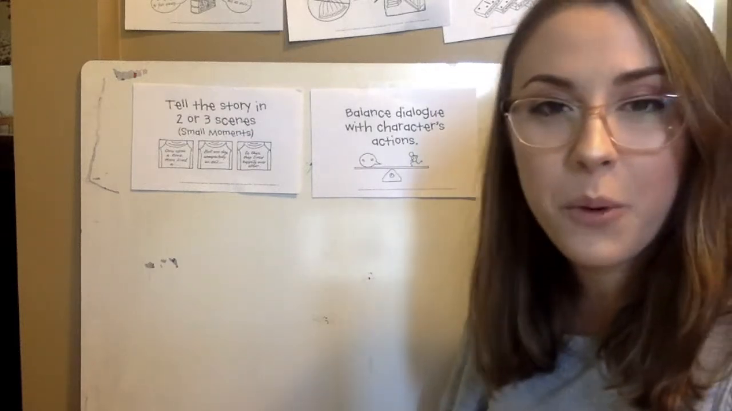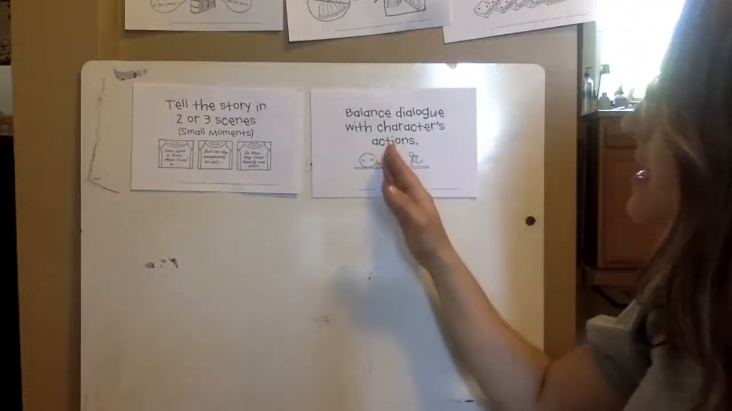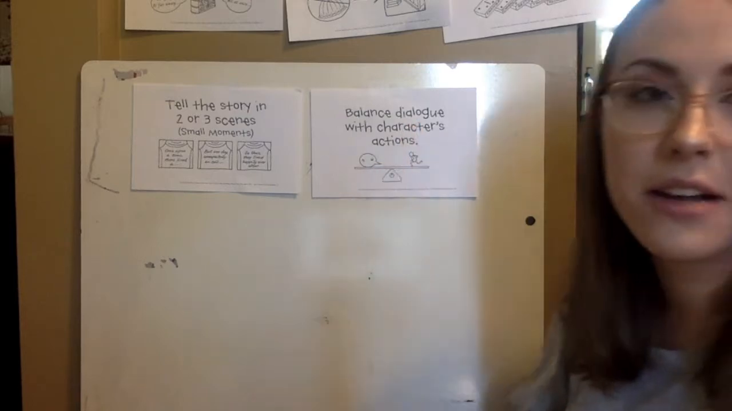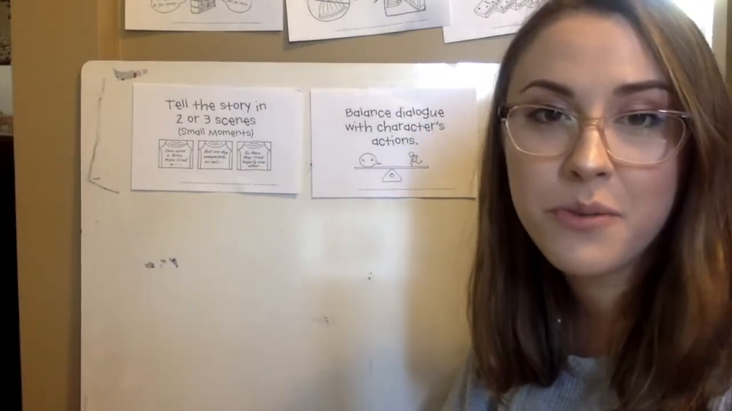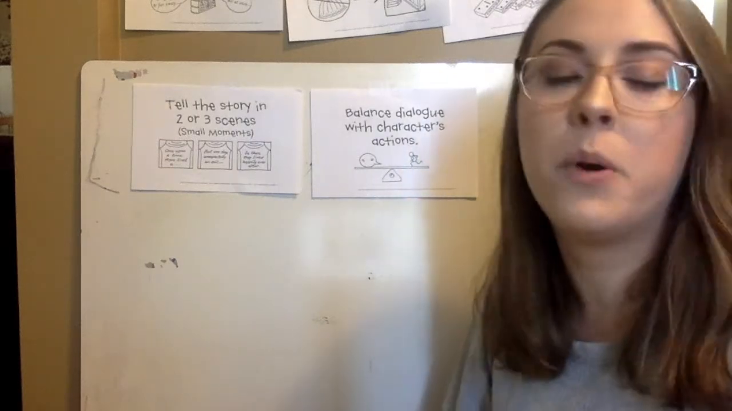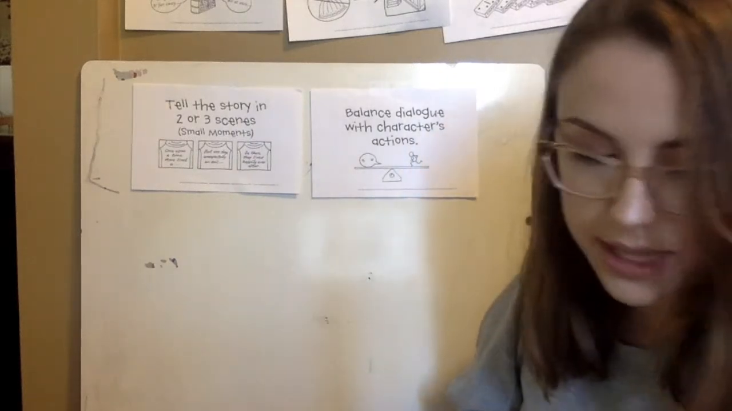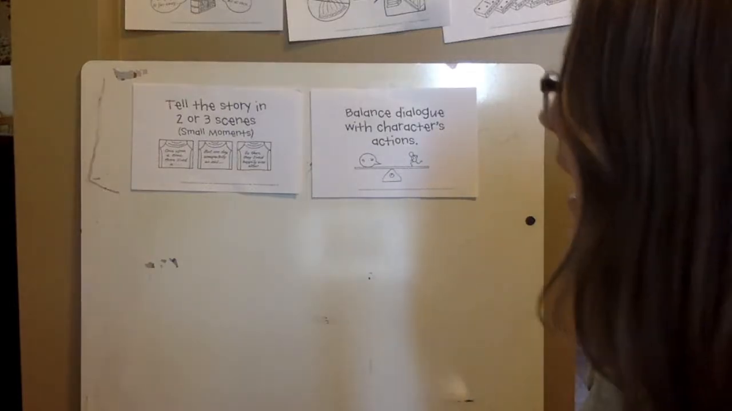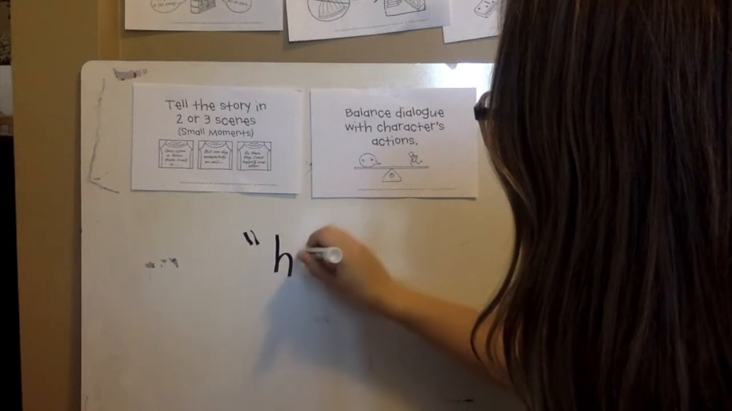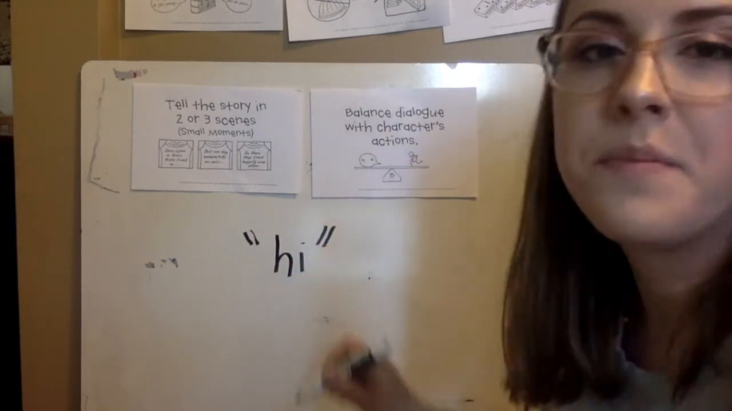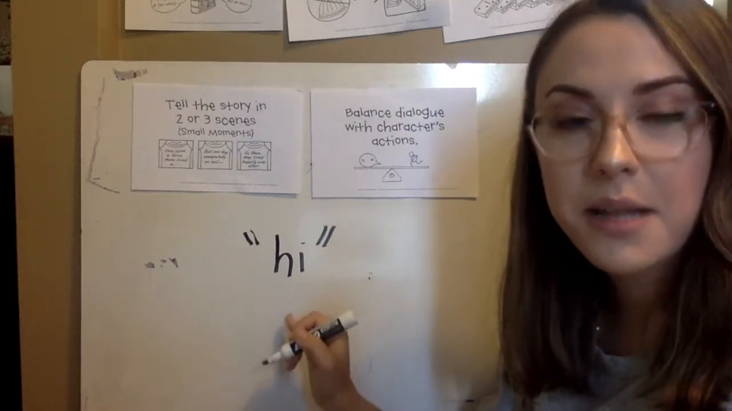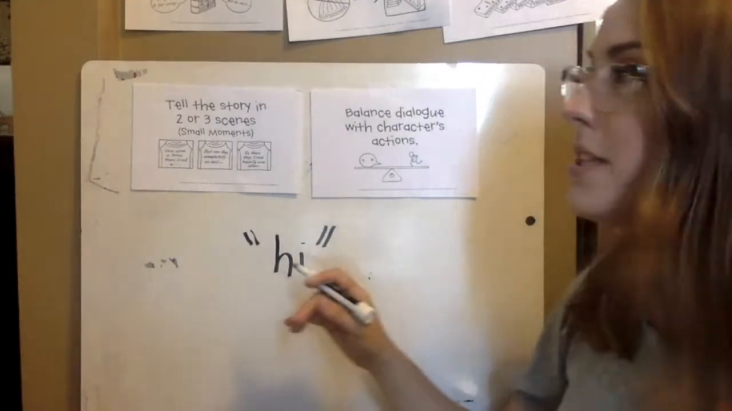So some of the most important parts about small moments are these things right here. Our characters, and dialogue. Dialogue is so important, and if you don't remember what that is, those are words that are being spoken, and we put those in quotation marks like this. So if someone says something as simple as "hi," we put it in quotation marks like this. And in small moment stories, there's lots and lots of dialogue because there are characters that are talking to each other.